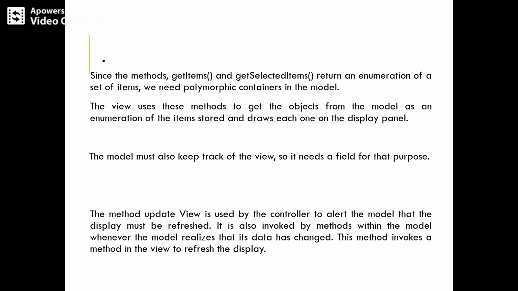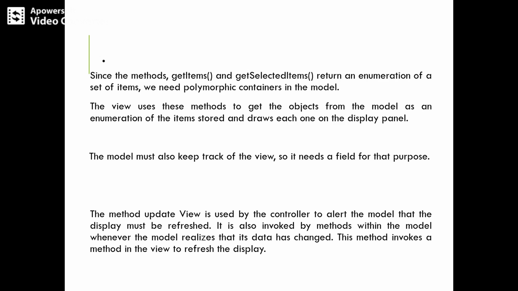The model must also keep track of the view, so it needs a field for that purpose. The method update is used to alert the view, and it is also invoked by methods within the model. Whenever the model realizes that the data has been changed, this method invokes a method in the view to refresh the display.